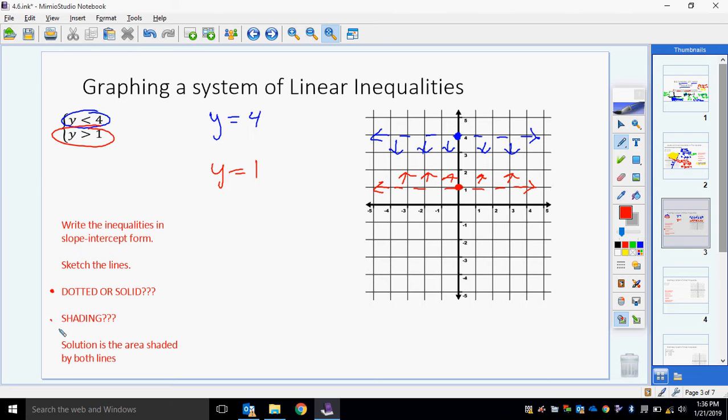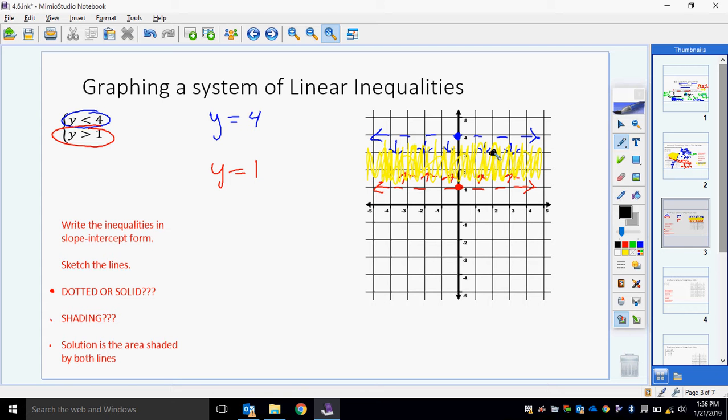So I shaded both of them. The solution is the area shaded by both lines. So the area shaded by both lines would be below the blue, above the red. So anything in here is a solution that will work for both inequalities. I have an infinite amount of x and y's that are going to work.